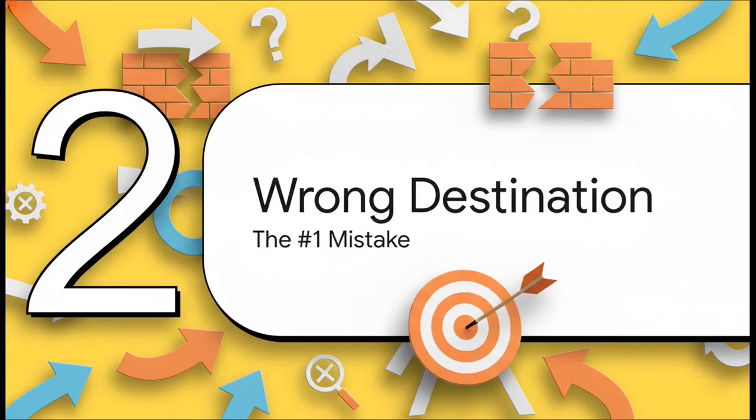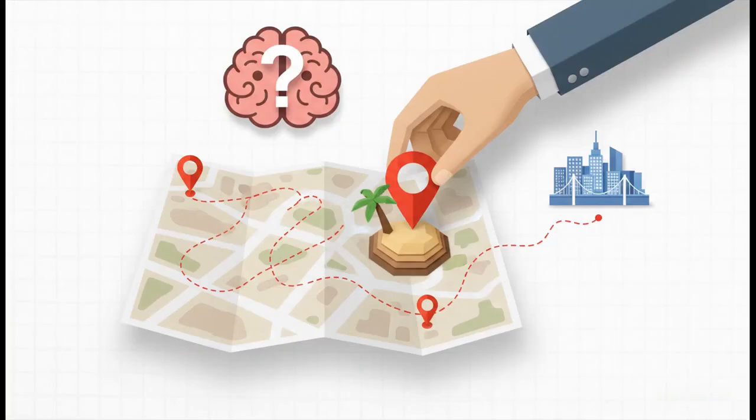So, if the system is so powerful, where does it all go wrong? Well, that brings us right to the heart of the problem. The single biggest mistake that businesses make is telling this incredibly smart GPS the wrong destination. You're basically sending the AI on a mission to find something that you don't actually want.